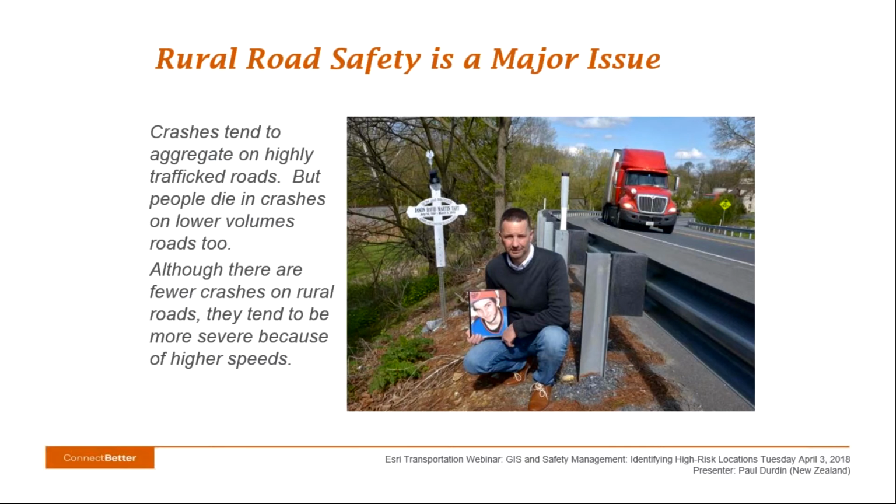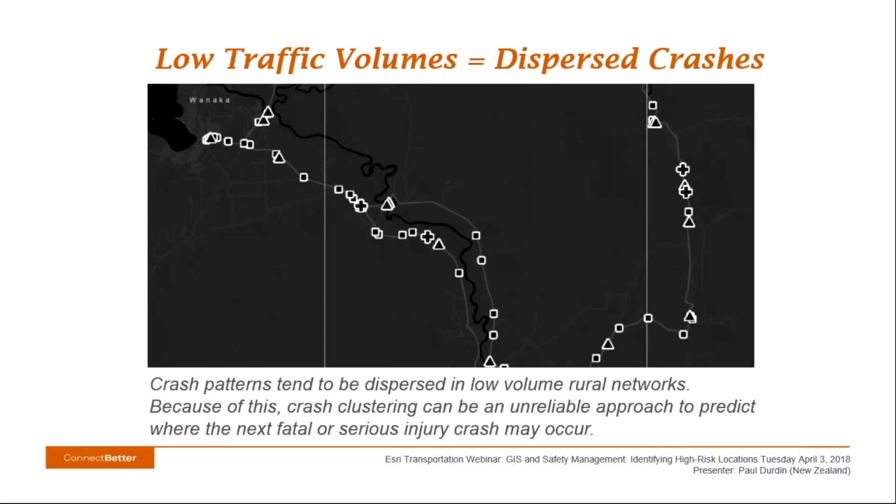One of the key issues that we are faced with on rural roads is that volumes can often be lower. And because of having these fewer crashes, we end up with dispersed crash patterns. And because of this, crash clustering can be an unreliable approach to predict where the next fatal or serious injury crash may occur.